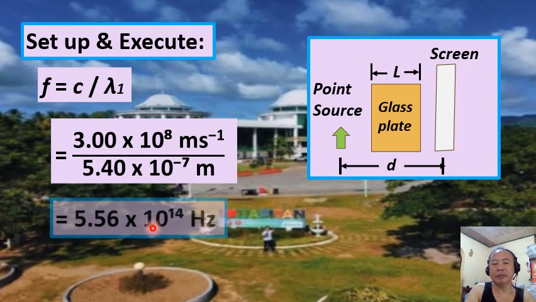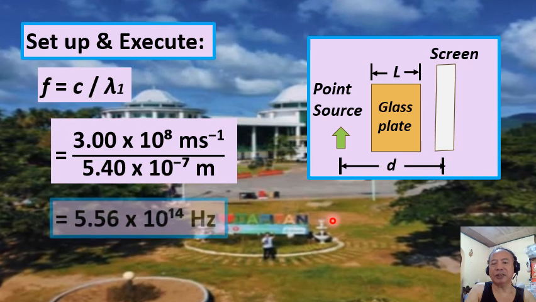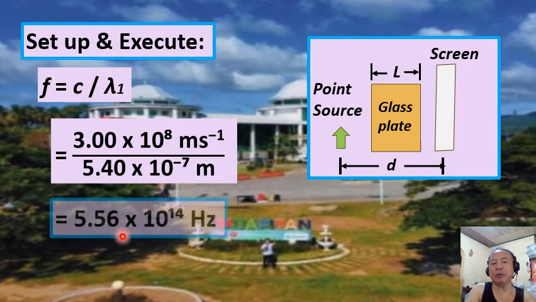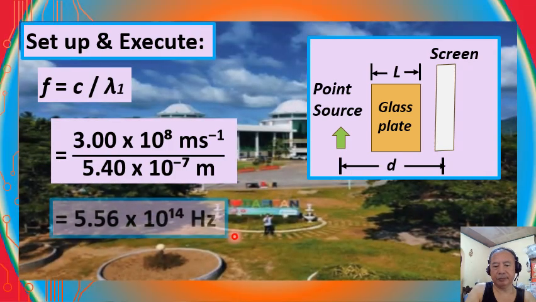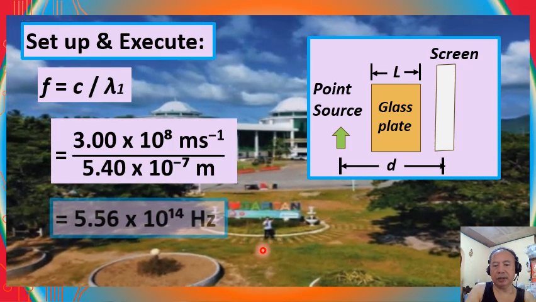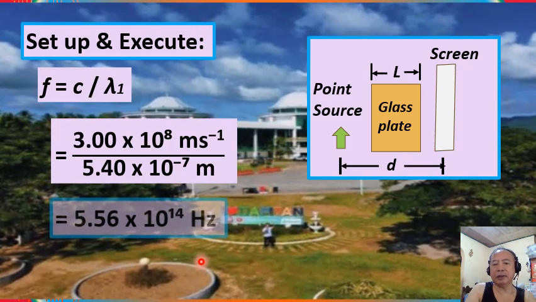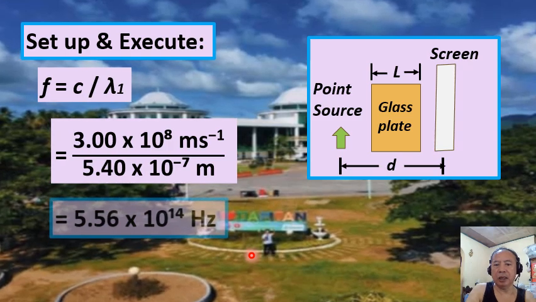When it enters the glass plate, take note that this frequency f remains constant. The type of medium through which the light travels does not affect the frequency of the light.